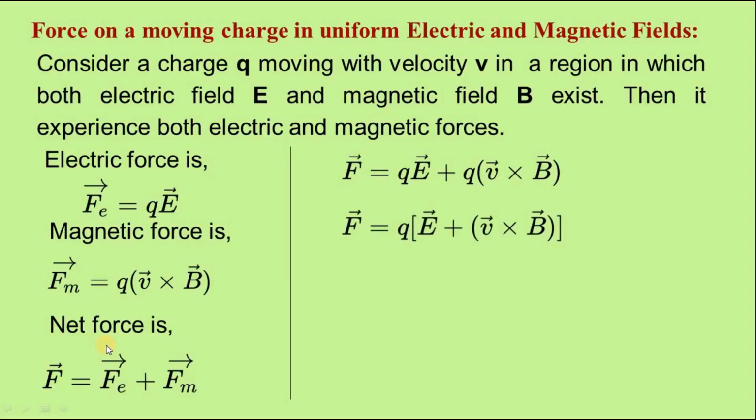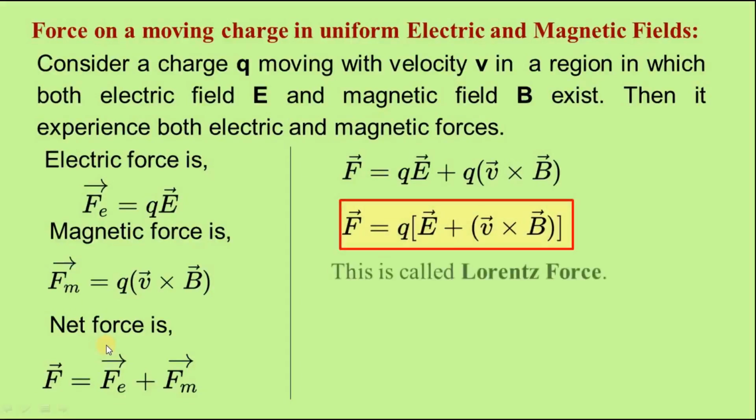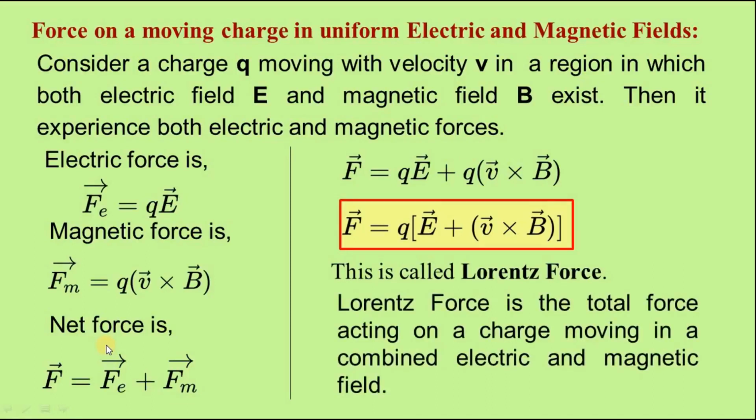Here, Q being a common term can be taken outside, and we get F equal to Q into E plus V cross B. This force is called Lorentz force. Lorentz force is the total force acting on a charge moving in a combined electric and magnetic field.